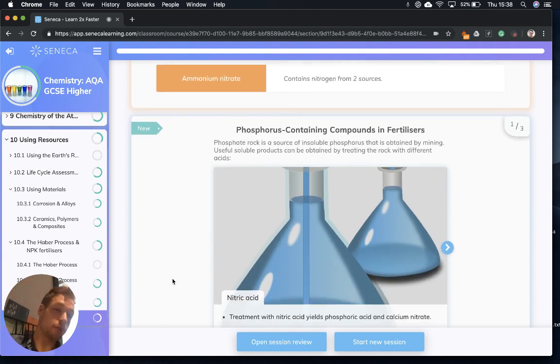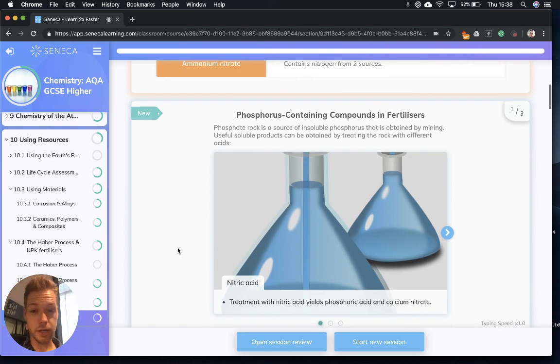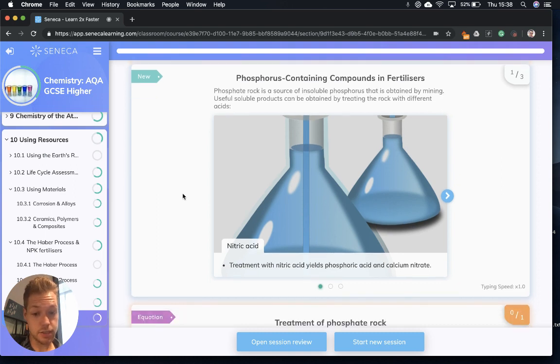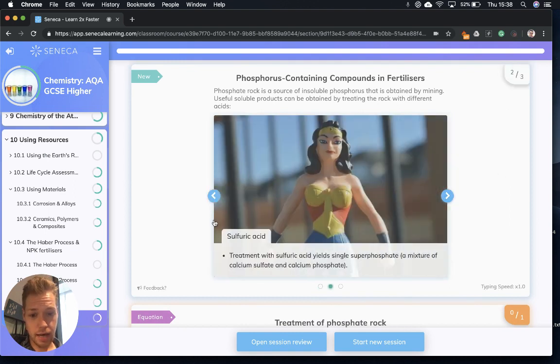Now, phosphorus, don't think I forgot about you. We're going to be talking about where that P comes from. Phosphate rock is the source of insoluble phosphorus that is obtained by mining. Useful soluble product can be attained by treating the rock with different acids. So we treat phosphate rock with phosphoric acid and calcium nitrate. And treatment with sulfuric acid will yield a single superphosphate, which is a mixture of calcium sulfate and calcium phosphate.